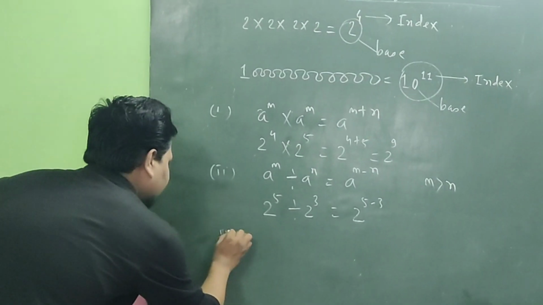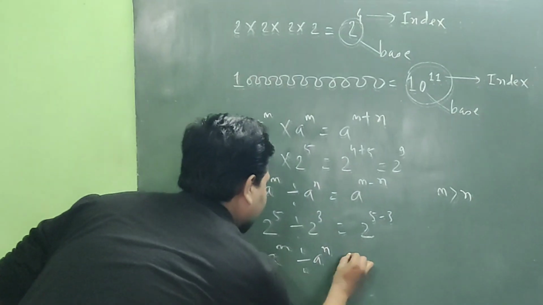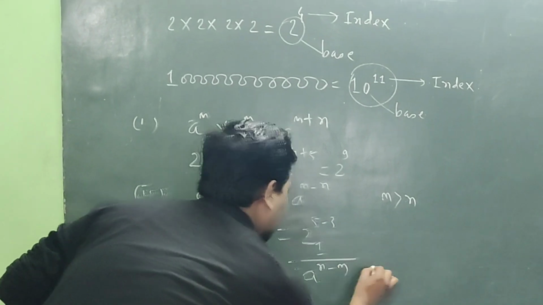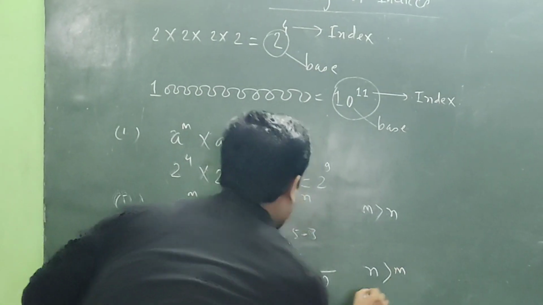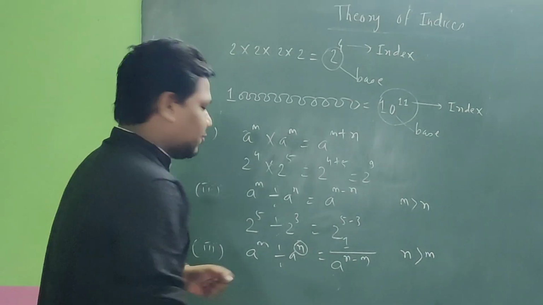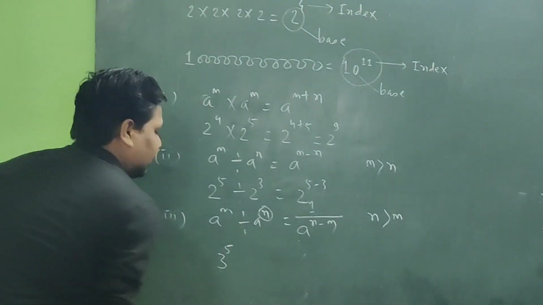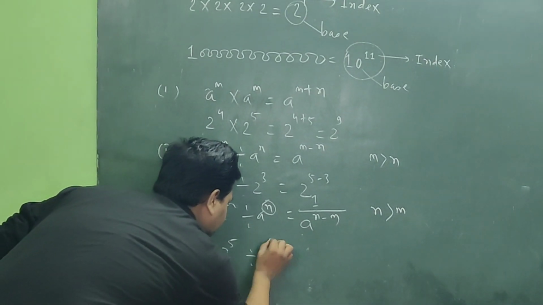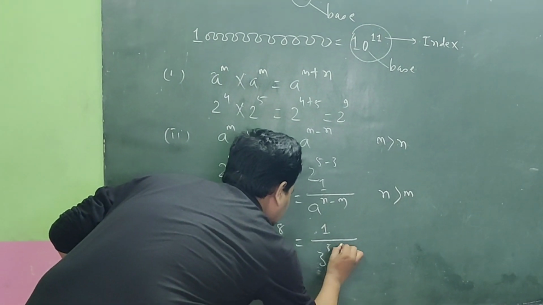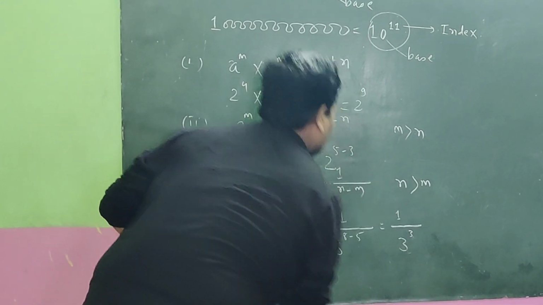Now the third formula: a raised to m divided by a raised to n is equal to 1 upon a raised to n minus m. Here, if n is greater than m, then we have to use this formula. So let's go through an example. 3 raised to 5 divided by 3 raised to 8, then the answer will be 1 upon 3 raised to 8 minus 5, means 1 upon 3 raised to 3.